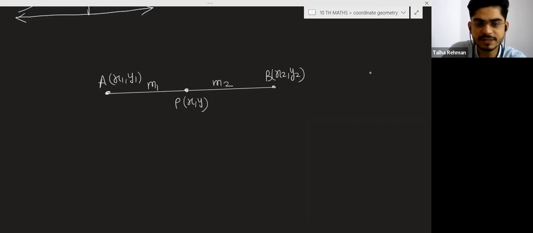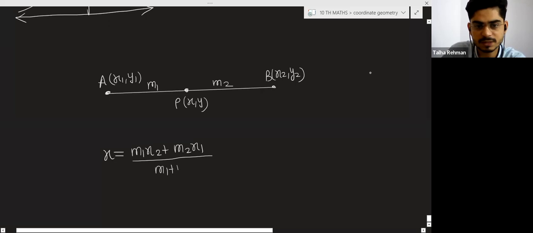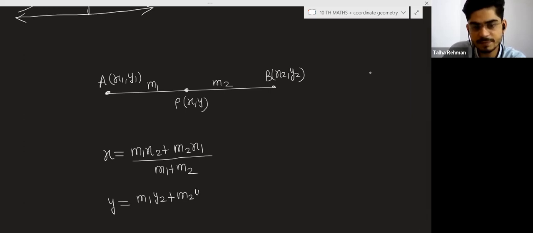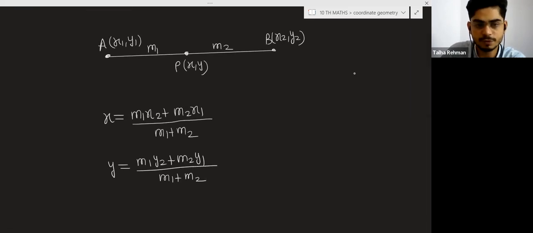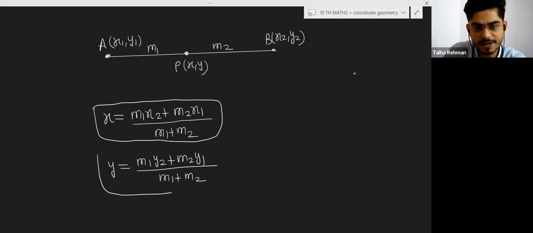Then you can write x is equal to m1 x2 plus m2 x1 divided by m1 plus m2. For the y coordinate, you can write m1 y2 plus m2 y1 divided by m1 plus m2. So for x, you have to remember this formula. For finding the y coordinate, you have to remember this formula.